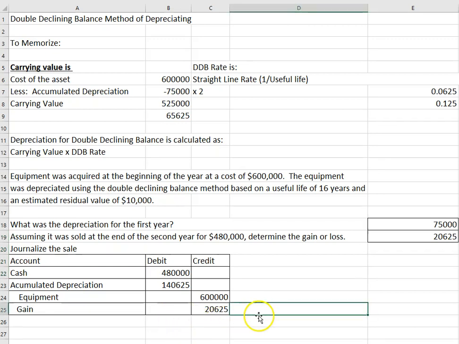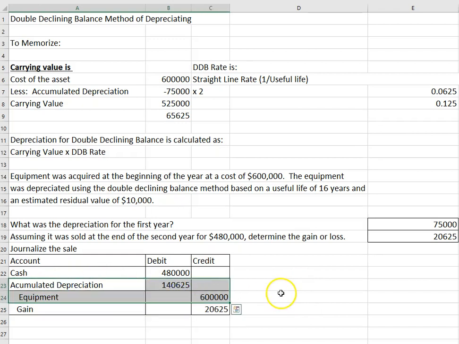So let me make one more distinction because this confuses students sometimes. So over here, we're debiting cash because we got cash, so cash needed to go up. Right here, we're crediting gain because gains have a normal credit balance. But this account and this account, we're getting rid of. So that's why we're doing the opposite of its normal balance, because after we sell this equipment, it's gone. So we're doing the opposite of its normal balance because we're getting it off of our books.